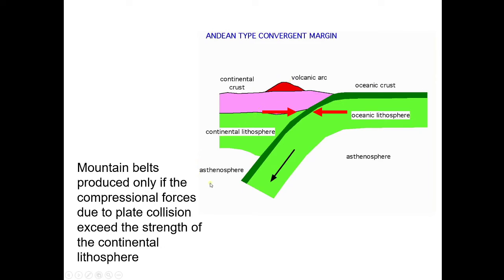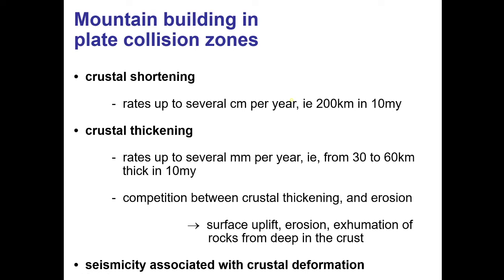So mountain belts are produced only if the compressional forces due to plate collision exceed the strength of the continental lithosphere. In other words, they start to smash together enough to actually deform the crust. So in mountain building and plate collision zones, crustal shortening rates are up to several centimeters per year. Okay, well, we talked about spreading as that, but crustal shortening means we are squashing the crust enough in that same sort of manner, pretty much equal to the spreading. Crustal thickening rates are up to several millimeters per year.